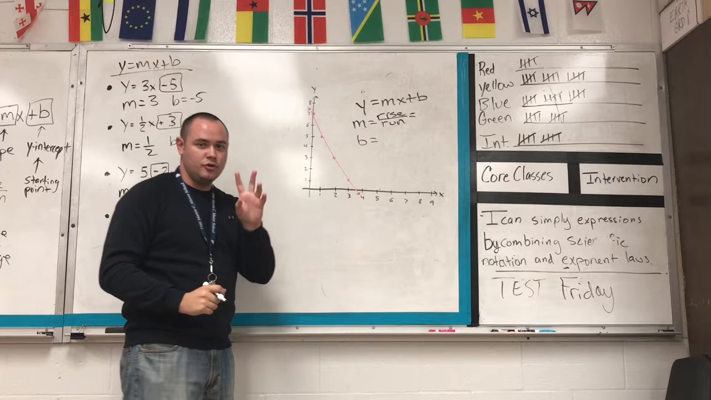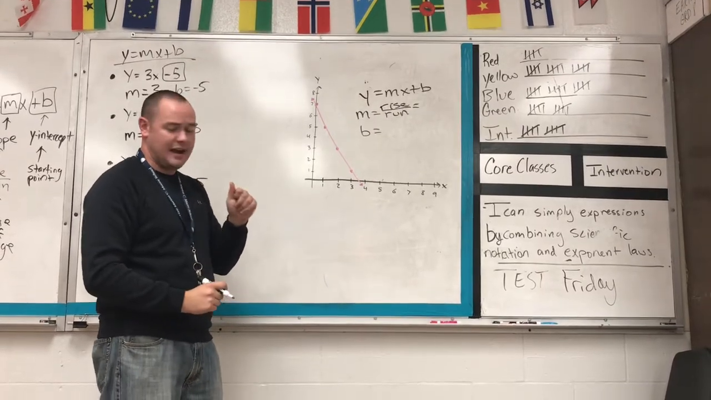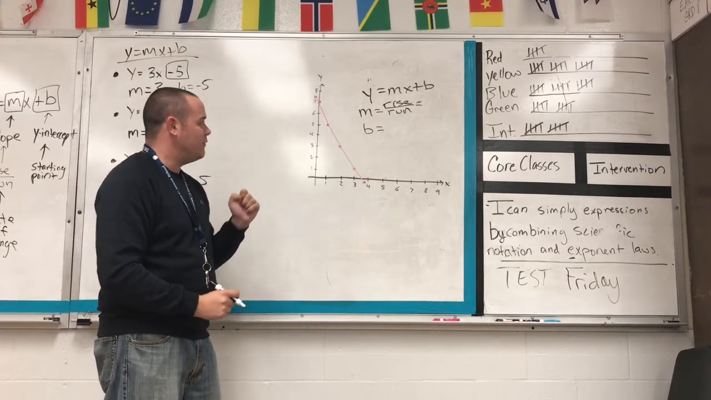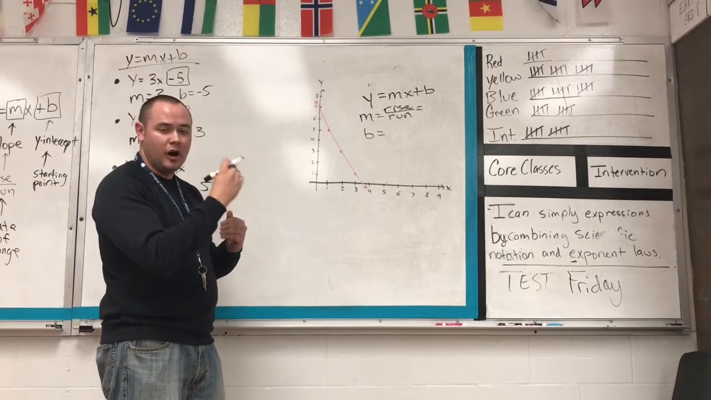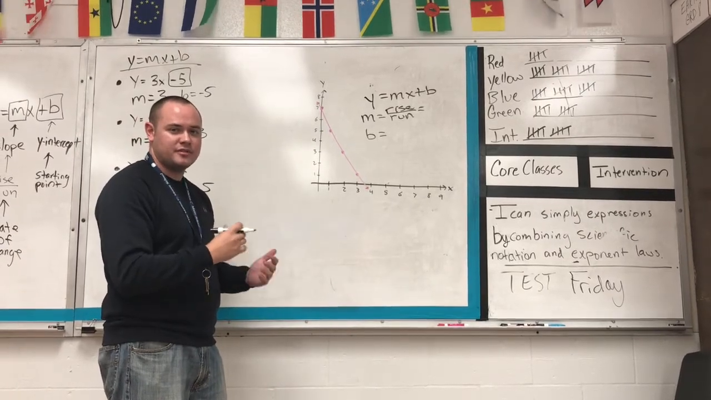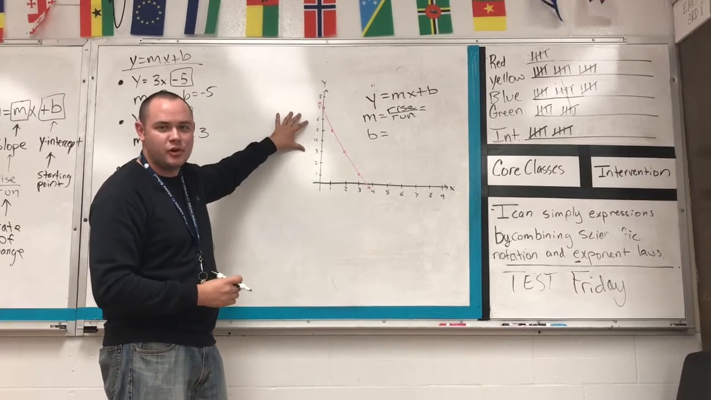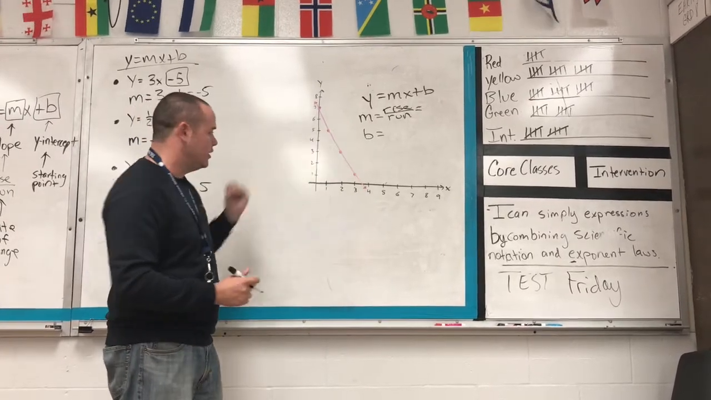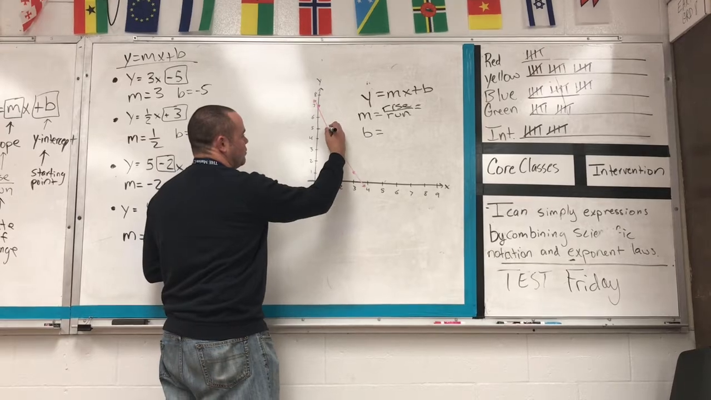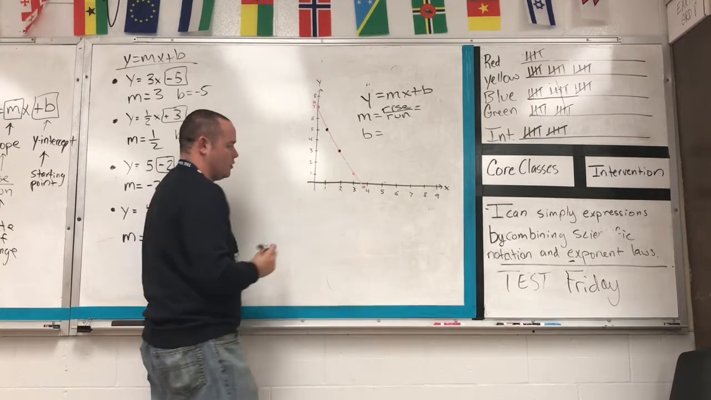So we need to pick out 2 points that we can tell on the graph exactly what they are, and we are just going to see how much do we go up or down, and then how much do we go side to side. What I like to always say is that you read a graph the same way you read a book. You go from left to right. So I'm going to pick out this point here and this point here to work with.